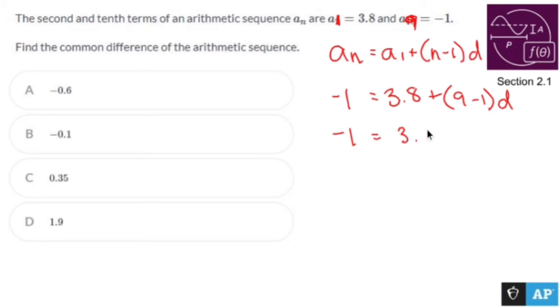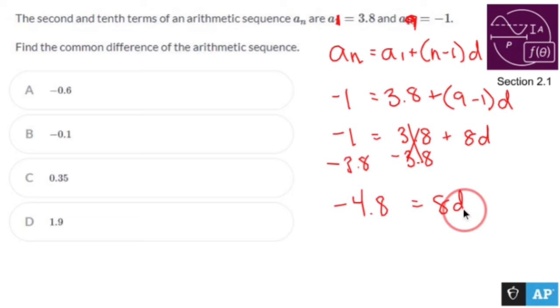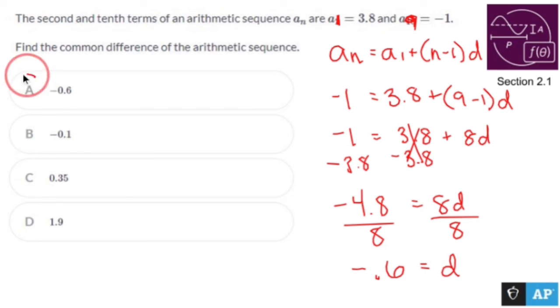-1 equals 3.8 plus 8d. Let's subtract 3.8 from both sides. You become -4.8 equals 8d. Divide both sides by 8. -4.8 divided by 8 is -0.6. It's going to be my common difference. So there you go. We were a little clever on this. We're clever kids.